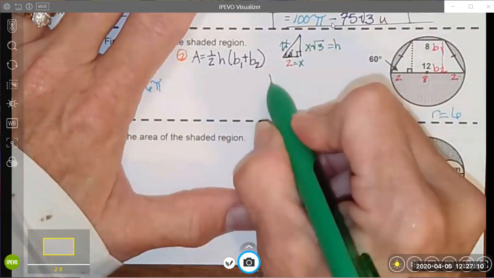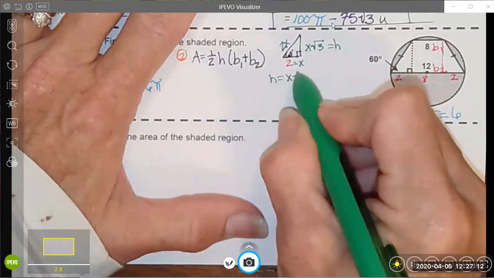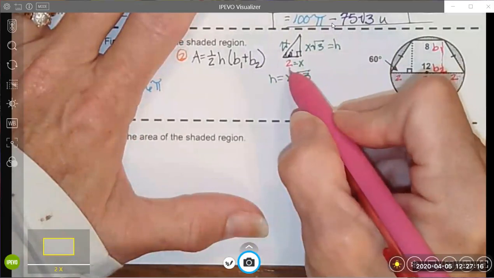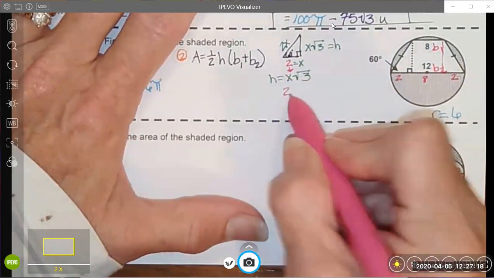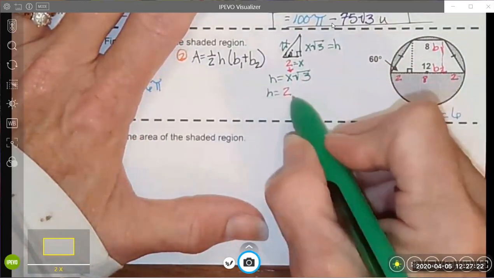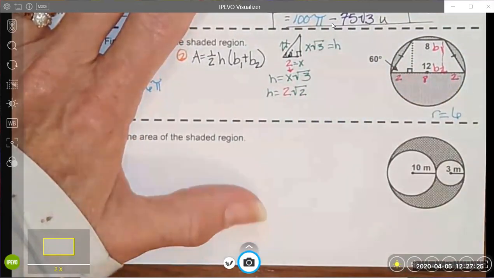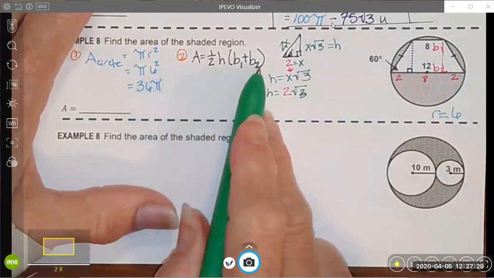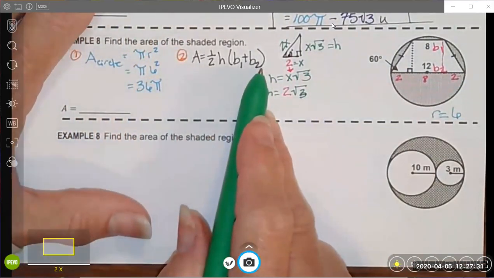It's not a horrible calculation, x square root 3, and because I know that the short leg is 2, I can substitute that in, and I learn that the height of my trapezoid is 2 square root 3. And now I have all the components needed to find the area of this trapezoid.